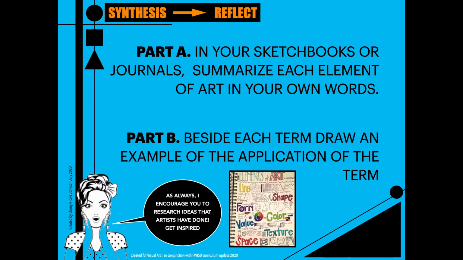Your first assignment is a synthesis to reflect, and that's the opportunity for you to really focus and take in the content and information that you've learned and reflect on it in your sketchbook. Part A, in your sketchbooks or journals, summarize each element of art in your own words. Part B, beside each term, draw an example of the application of the term.